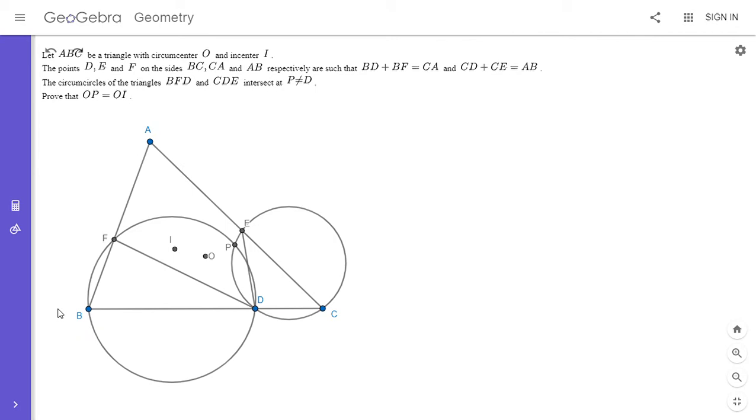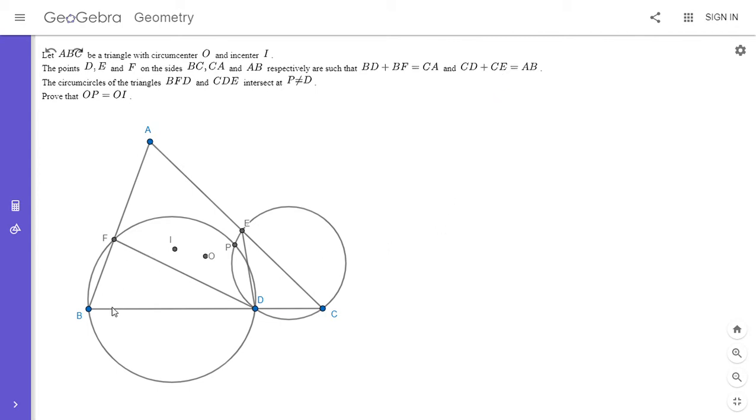Alright, so the picture looks fairly simple. But the key is to figure out how to use this condition on the lengths. How do we use the fact that BD plus BF is equal to CA and CD plus CE is equal to AB? I'm going to get into that a little bit later, but before I do that, there are a couple of things that we can do before we begin working on that.